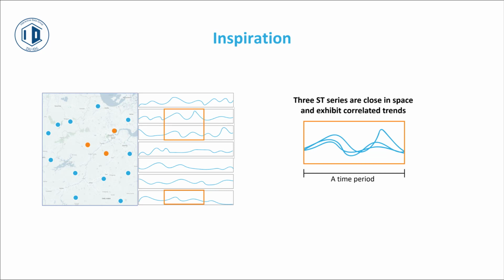Each ST series is not isolated in space and time. Usually, spatially close ST series exhibit correlated trends within a time period, when the recorded phenomenon evolves over the region within that period. We call such an observation an evolution pattern. These patterns offer the possibility that large-scale ST series can be visualized in a pattern-aware and narrative-preserving manner.